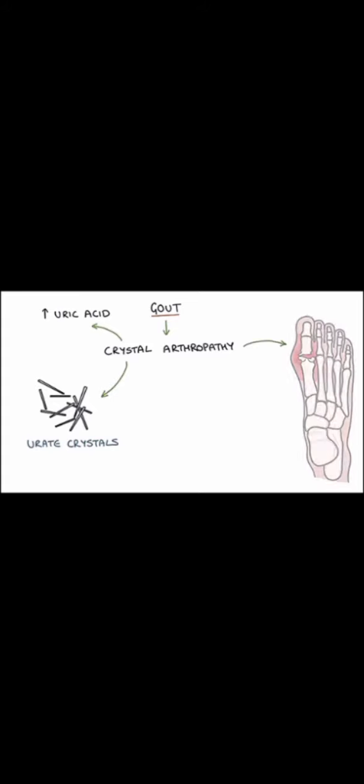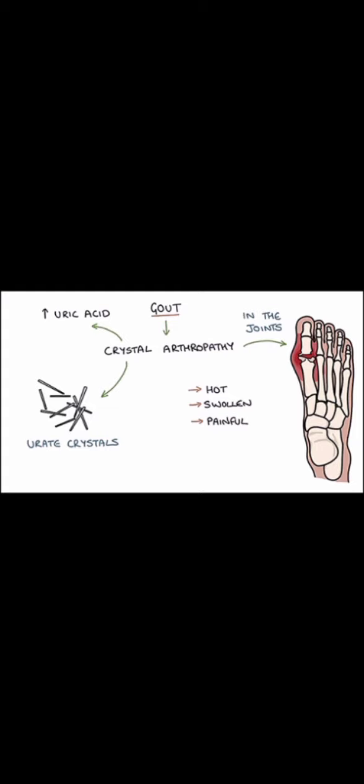In addition, it is a type of crystal arthropathy which is associated with chronically high levels of uric acid in the blood. Crystal refers to the fact that urate crystal is what causes the problem, and arthropathy refers to the fact that the problem is in the joint. So what happens is urate crystals are deposited in the joint, and this causes the joint to become hot, swollen, and painful.